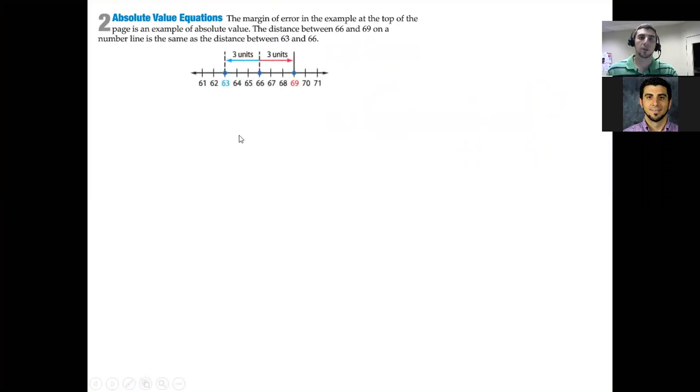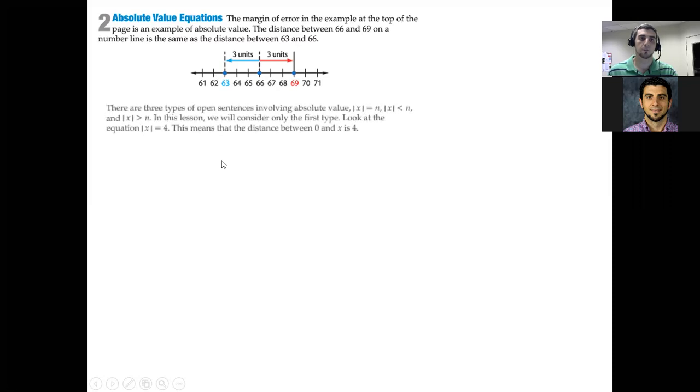So if you could see on the number line, from 66 to 69 is 3 steps, and from 66 to 63 is 3 steps. There are 3 types of open sentences involving absolute value. That's when you have absolute value equals a number, absolute value is less than a number, and absolute value is greater than a number. In this lesson, we're only going to talk about equals a number. Later on, in a later chapter, we're going to talk about absolute value inequalities and what to do with those.